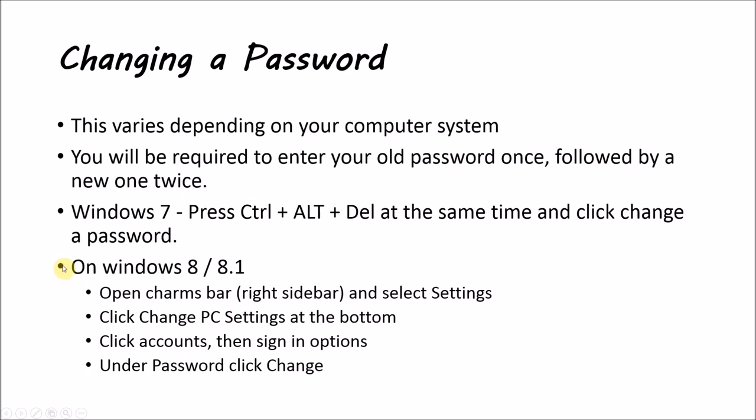On Windows 8 or 8.1, it's actually a little more complicated. You want to go to the Charms bar, which is the right sidebar, remember. So we'd want to open the right sidebar, then select the Settings button. You then want to click Change PC Settings at the bottom. Click Accounts, then Sign In Options, and then under Password, click Change. And then you will be prompted to do this again. Enter your old password once, followed by a new one twice.